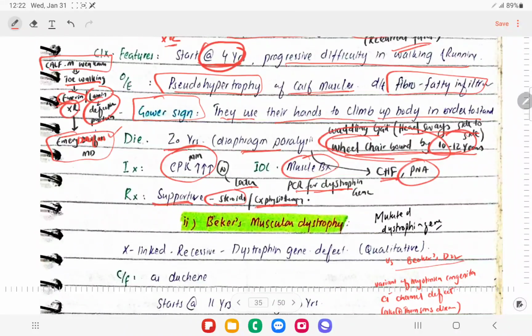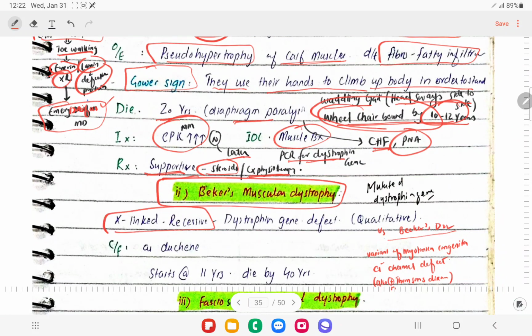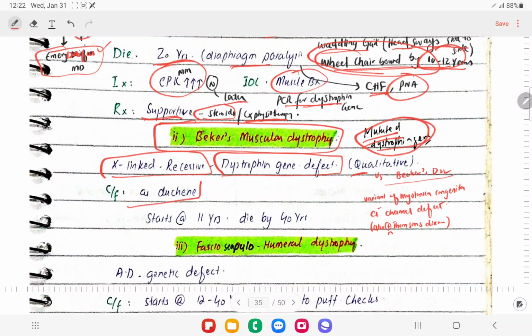Let's talk about the Becker's muscular dystrophy, right? So this is also an X-linked recessive disorder in which there is defective gene production, defective protein production. This is because of mutated dystrophin gene, right? So there is mutated dystrophin gene. Dystrophin is there, but that is malfunctional, right? So this is basically qualitative defect. So clinical features are just like that of patient is going to have weakness, and if we check the calf muscle, there will be a pseudohypertrophy of that.